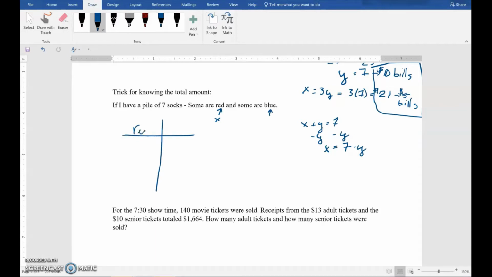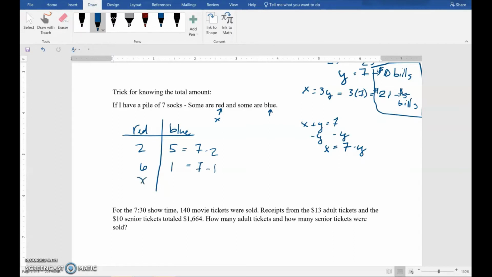If I have red over here and blue, I say, okay, if there are, say, 2 red socks, how many blue socks are there? I hope you answered 5. And how did you get that? Well, you took 7 minus 2. And so if I say, okay, there are 6 red socks, how many blue socks are there? 1. How did you get that? You did 7 minus 6.